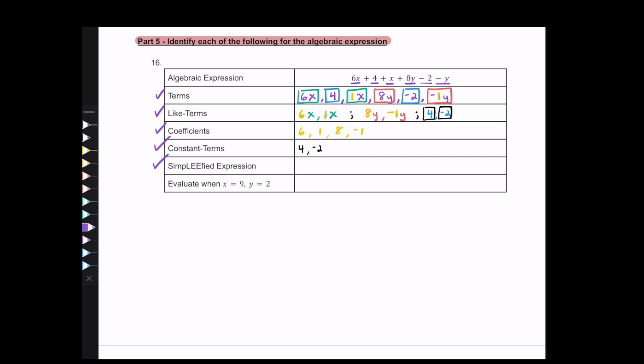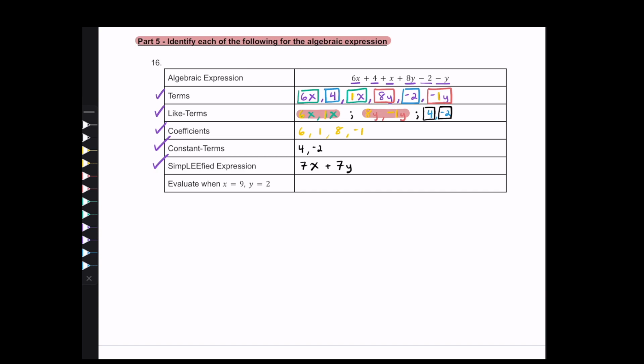For the simplified expression here, we just have to combine some things to make this all look shorter, right? So if we look at this 6x and 1x, if you combine 6x's plus 1x, that's going to be a total of 7x's, okay? And then let's combine the second two. So 8y minus 1y, so don't add them because there's a minus. So what's 8 minus 1? That's going to be 7. So we're going to have 7y.